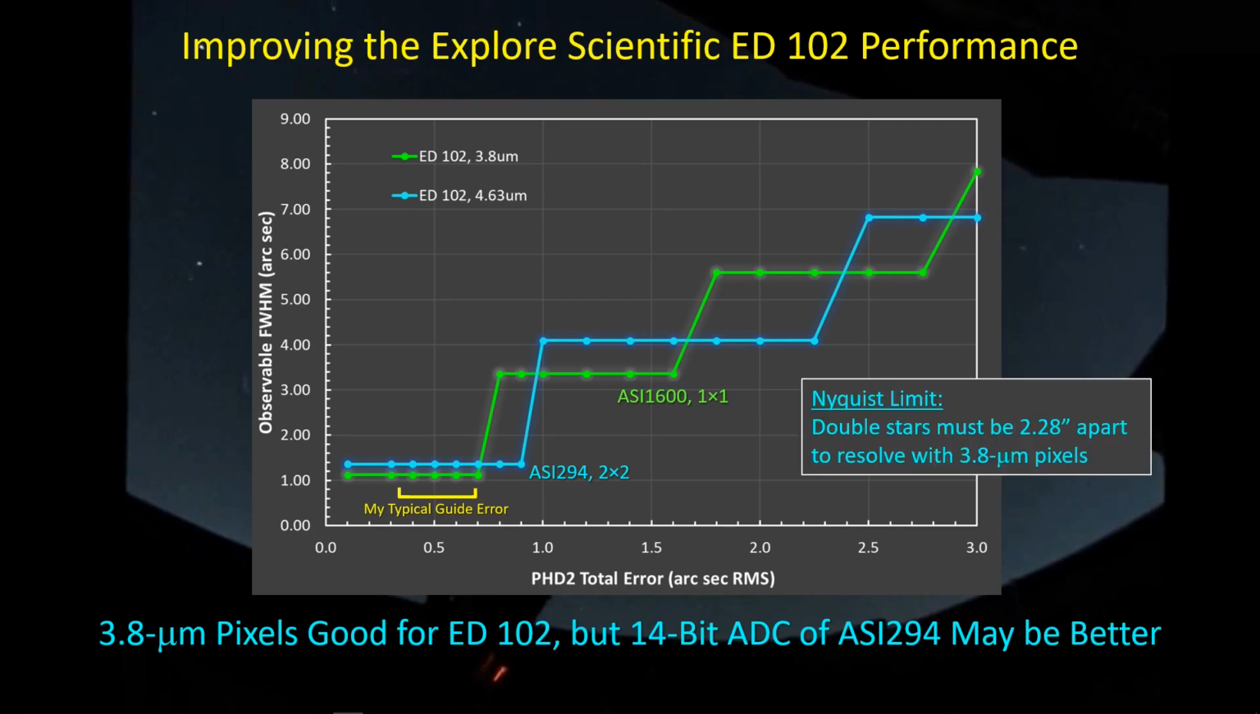In this case, the Nyquist limit tells us that the double stars must be 2.28 arc seconds apart to resolve with the 3.8 micron pixels, and that's basically what I'm getting out of this telescope right now.